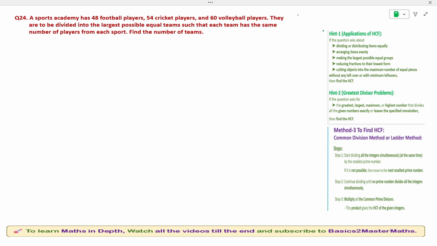Let us solve another tricky word problem on the applications of HCF. A sports academy has 48 football players, 54 cricket players, and 60 volleyball players. They are to be divided into the largest possible equal teams such that each team has the same number of players from each sport. Find the number of teams.